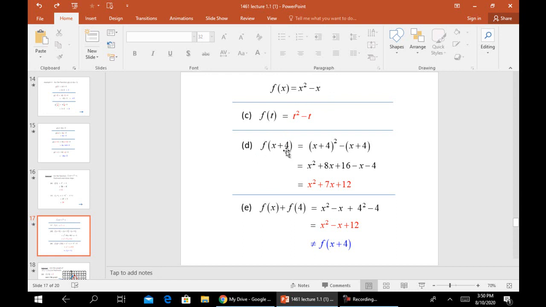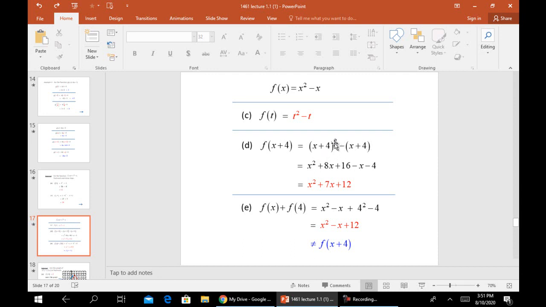So what is f of x plus 4 then? Again, this x and this x have nothing to do with each other. So if the input is x plus 4, then what would be the output here? Well, we square the input, x plus 4, and then we subtract the input. Make sure you're putting parentheses here, otherwise you're going to make a sign error. So you get (x plus 4) squared minus (x plus 4).